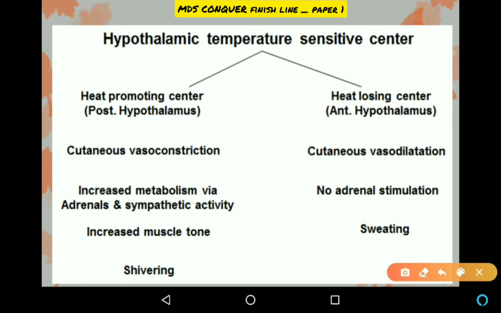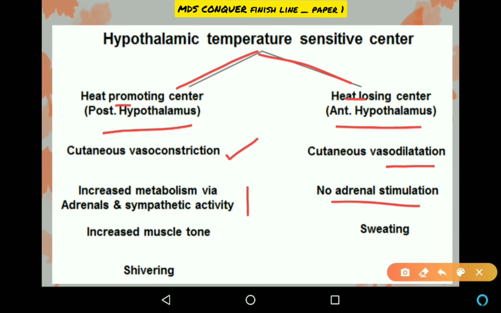So here you can see the hypothalamic temperature sensitive center. What are the posterior hypothalamus and anterior hypothalamus? The posterior acts as a heat promoting center. Because of the heat promoting center, cutaneous vasoconstriction will be there, increased metabolism will be there, and adrenal stimulation. You will see shivering here, whereas sweating here.